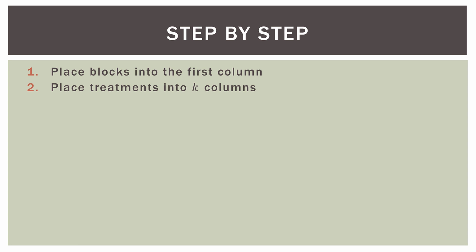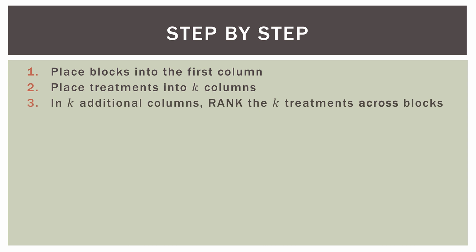Okay, so how do we do the Friedman test step by step? 1. We place our blocks into the first column. In this case, those will be the students. 2. We place our treatments into K columns. In this case, those would be our 4 stores. In K additional columns, so we have 4 columns for our stores, we would create 4 more columns, and then we would rank the K treatments. We would rank the stores across the blocks.